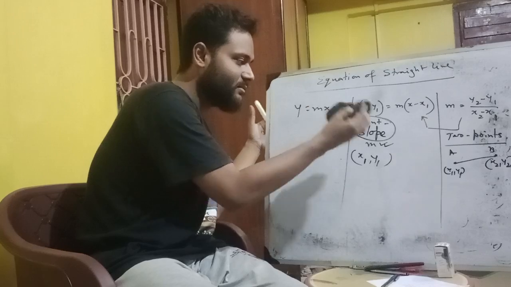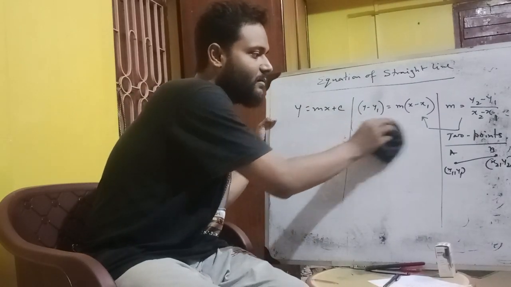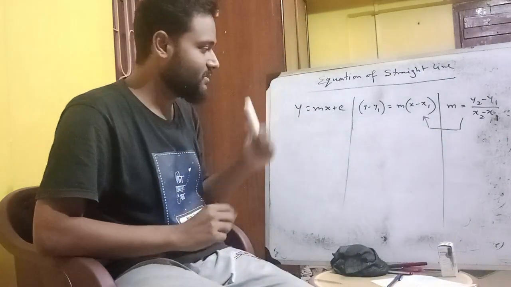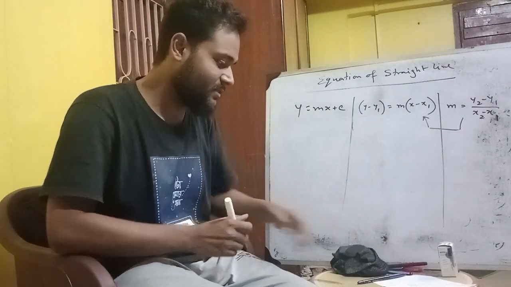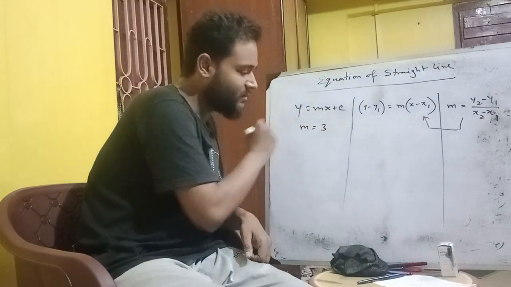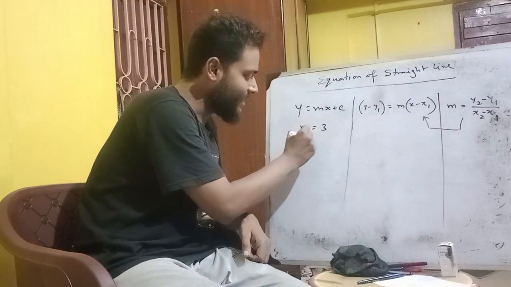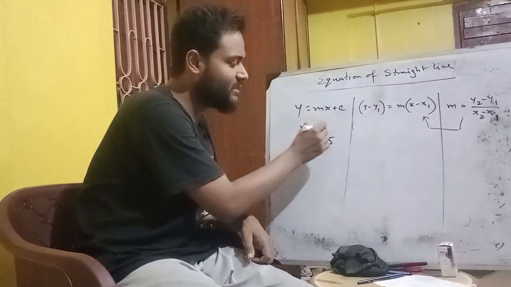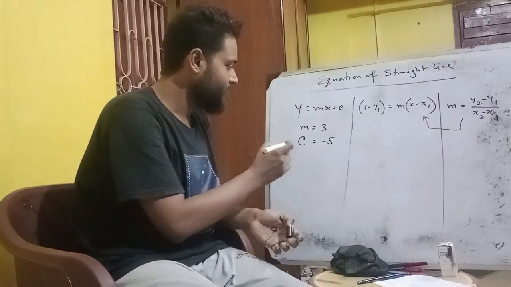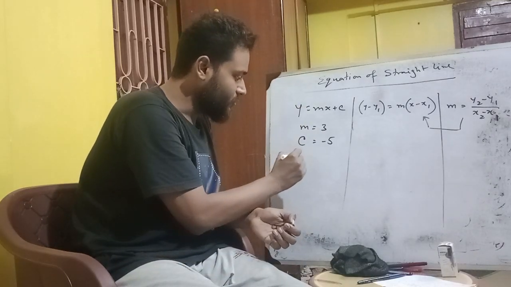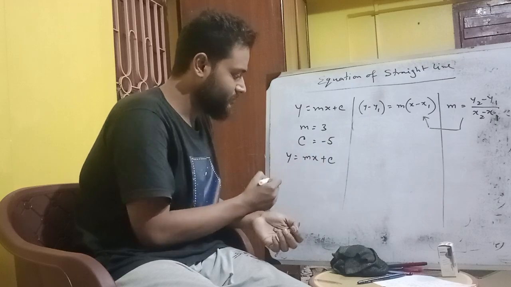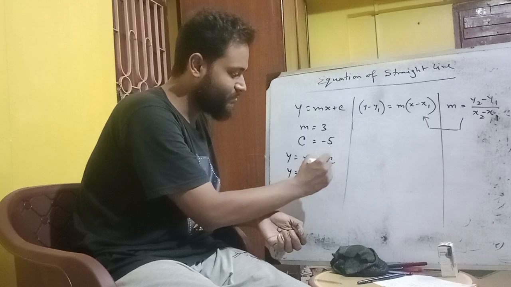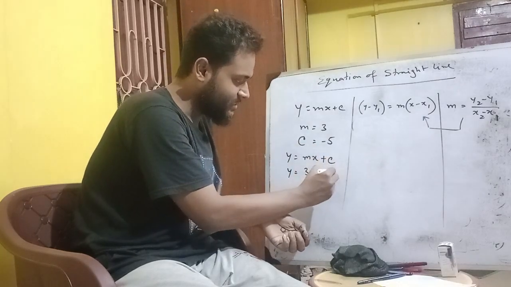Now, let's talk about some examples. For the first sum, let's say the slope is given as 3 and the y-intercept, that is c, is given as 5. Slope is given directly, that is, the slope is 3. Now y equal to mx plus c, that is y equal to m is 3 and c is minus 5. So that will be minus 5.